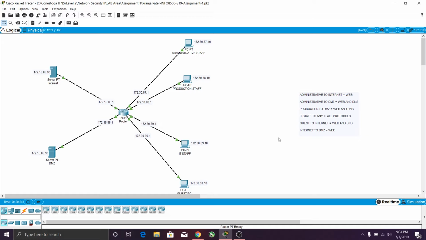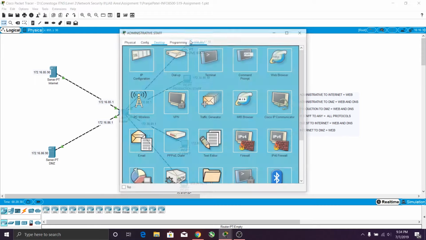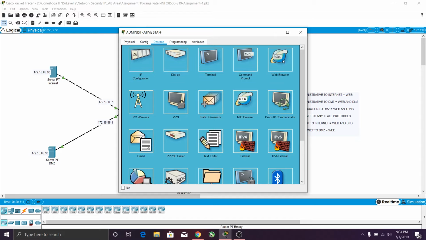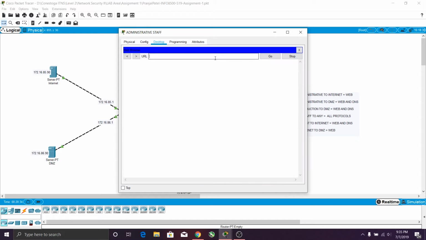As we can see, our first policy is administrative to internet, which has only web access. Let's try it out. So the IP address for the internet is, so I was able to do it.